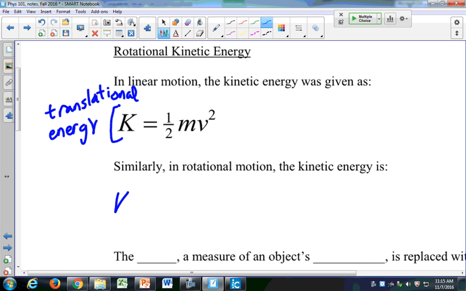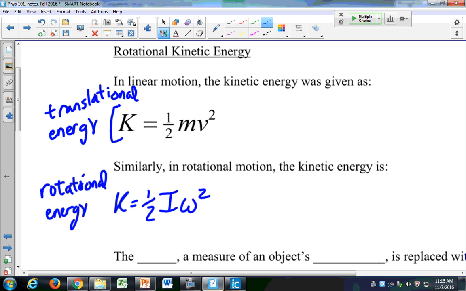So you can probably imagine what the rotational kinetic energy is. The rotational energy is equal to 1/2. Let's see, what is our analog to mass, the inertia? The I, so 1/2 I, and then our analog to v is omega. So the same as here, 1/2 I omega squared.